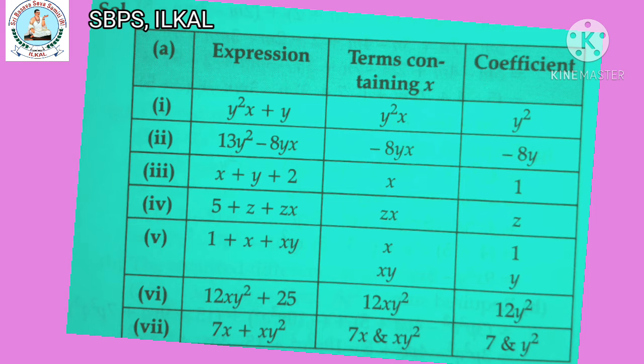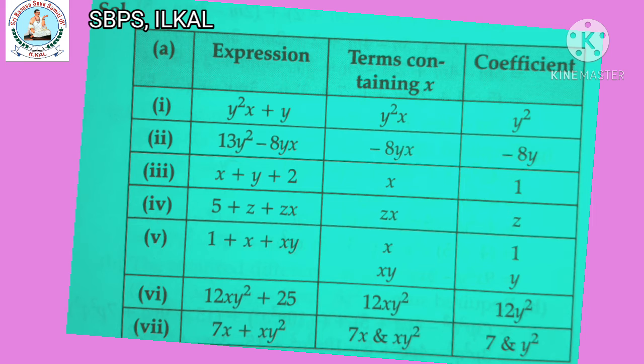Okay. First expression y square x plus y. Here only one term is having x, children, that is y square x. For y square x, the coefficient of x is y square. Second expression 13y square minus 8yx. Here minus 8yx, it is a term containing x. So its coefficient is minus 8y. That is coefficient of x is minus 8y. Third expression x plus y plus 2.